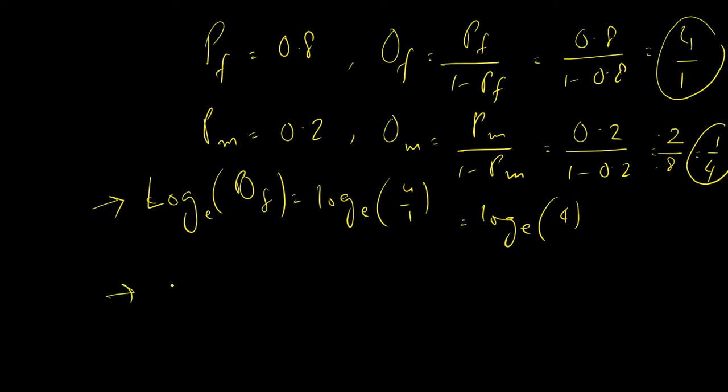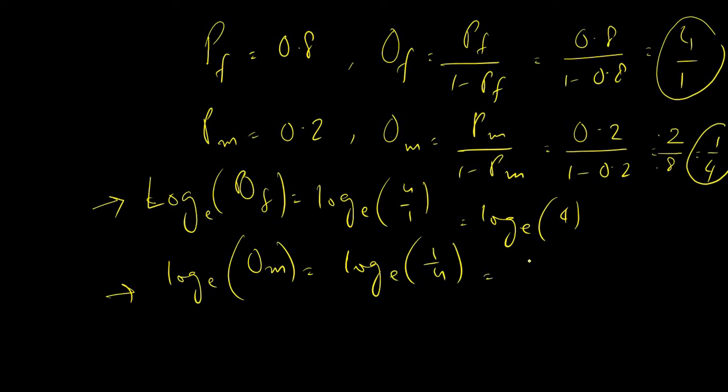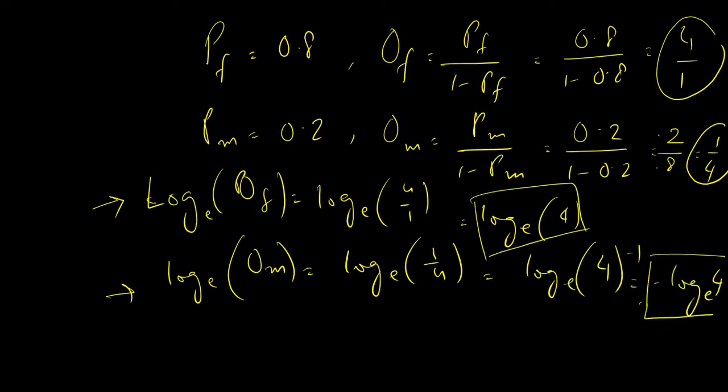Similarly, the log of odds for male will be log of 1 by 4 to the base e, and this can be written as log of 4 to the power minus 1 to the base e, which is minus log of 4 to the base e. So you can see, if we apply the log, then the value is exactly similar, only a negative sign is there, and that will show how the symmetry will work.